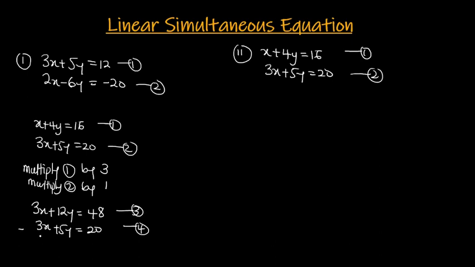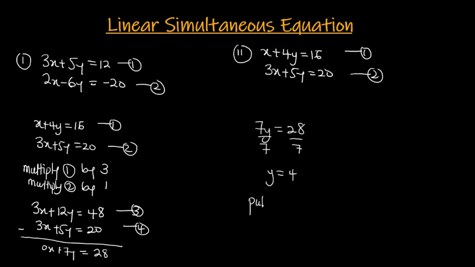So let me do that. So if I do that, I'll get 3x minus 3x will give me 0x here. Then I have 12 minus 5y will give me plus 7y is equal to, I have 48 minus 20, and that will give me 28. So it means I have 7y is equal to 28. I divide both sides by 7. I have my value of y to be equal to 4.